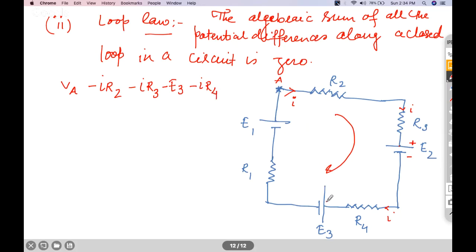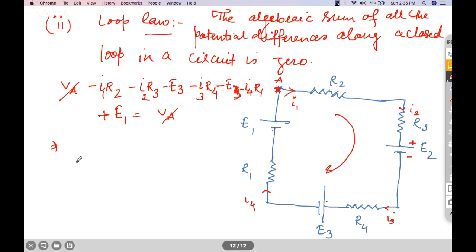Then I'm going from positive of a battery to negative of a battery, so minus E4, sorry, minus E3. Then again I'm going from positive to negative. You can take different currents also: I2, I3, I4. Because there is a battery coming in between, you can write I1, I2, I3, and then I4 R1, and negative to positive is plus. I'm going from negative to positive, so this is plus E1, and then I reach this point VA, so that is equal to VA. So VA and VA is gone.